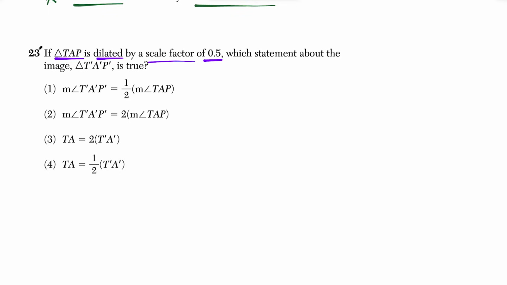And we want to know which statement about the image triangle T prime A prime P prime is true. So for this question, what I'm imagining is we have this point over here, and that's going to be our center of dilation. And I'm going to draw a triangle TAP over here like this. So there's triangle TAP, and I'll just label the points over here like this.